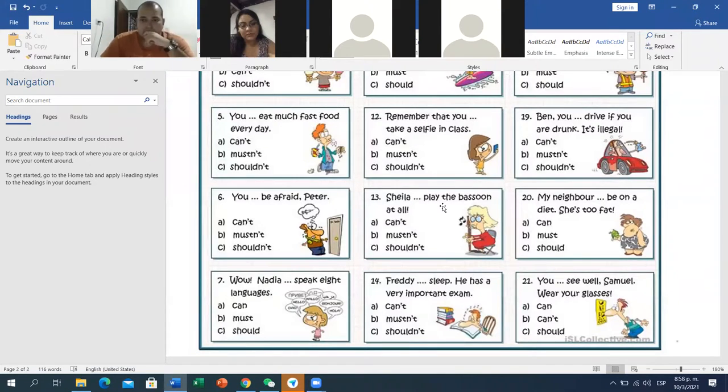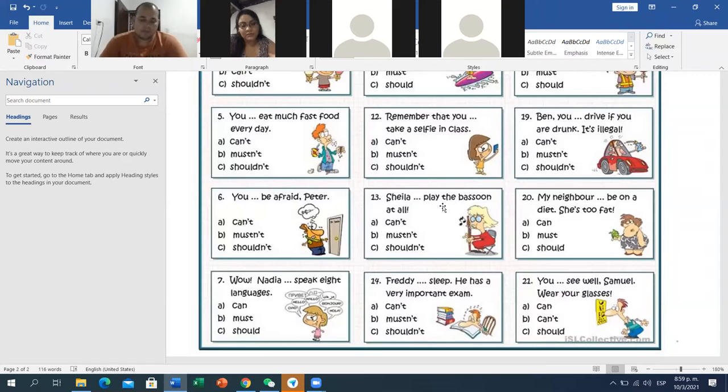Sheila shouldn't play the bassoon at all. Okay. Shouldn't. Okay, Sheila shouldn't. Is that correct? Yes. Okay, shouldn't. Okay, yes, definitely. Oh, can't. No, it will be can't play. No, it is can't. Acuérdense que aquí es porque no puede. Shouldn't, tal vez podría hacerlo, but depends of the context here, could say like can't or shouldn't. Si él no puede, por lo tanto, no debería hacerlo. Okay, Sheila can't play the bassoon.